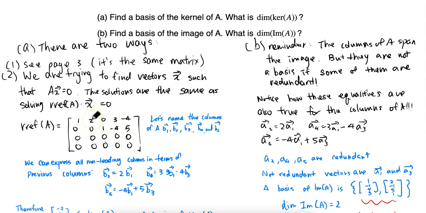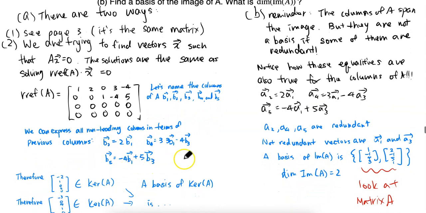So b2 is equal to 2 times b1. b3 has a leading one, so we cannot express it in terms of the previous columns, but b4 can. b4 is equal to 3 times b1 minus 4 times b3. It's 3 times this vector minus 4 times that vector. And b5 is negative 4 times b1 plus 4 times b3. So these are the three equations.